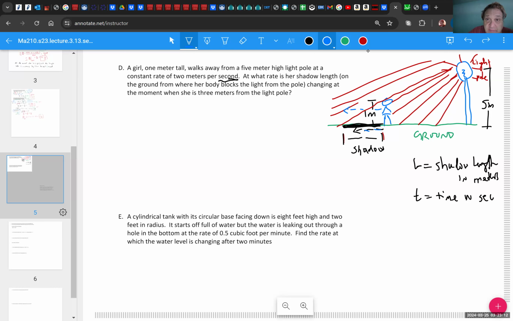Okay, she walks away at a constant rate of 2 meters per second. Well, it doesn't say the shadow length is changing at 2 meters per second. It says she's walking away from the pole. So we need a way of writing down her speed, right? Speed is distance over time. We're told how fast her distance over time is changing. It's 2 meters per second. So we need a variable for distance. Since things are being measured relative to the pole, I'll do it in black as well, from her to the pole, that distance right there.